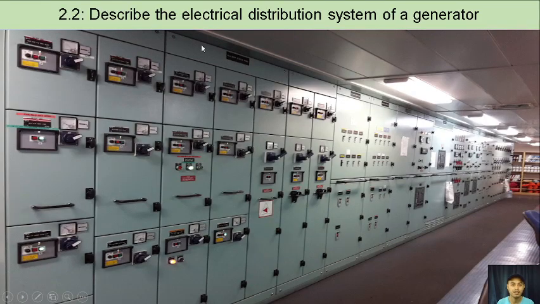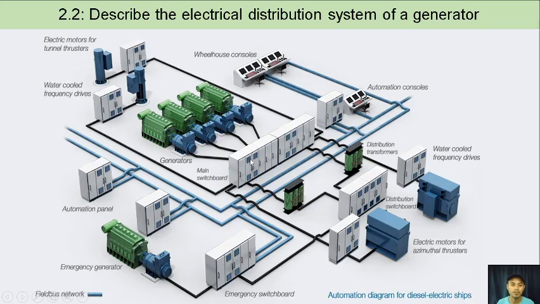Okay, next, describe the electrical distribution system of a generator. Here we have a distribution system. These are engines 1, 2, 3, and 4. These four engines are used to run the generators, so we also have four generators.